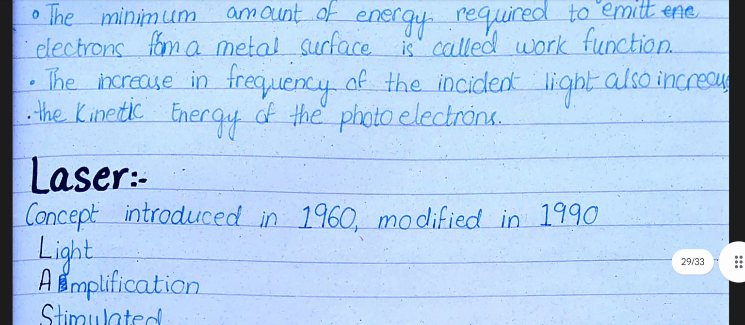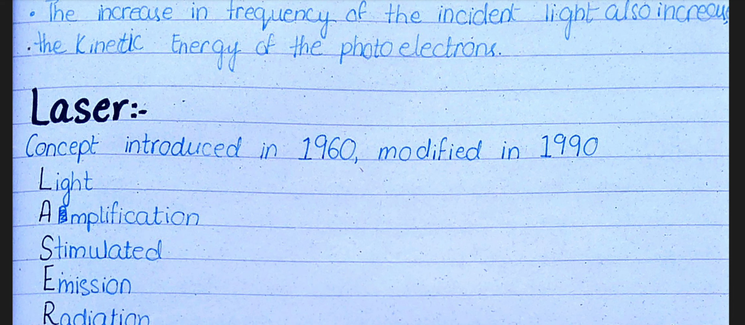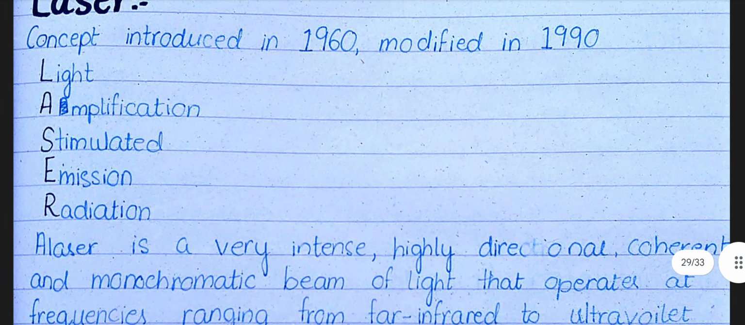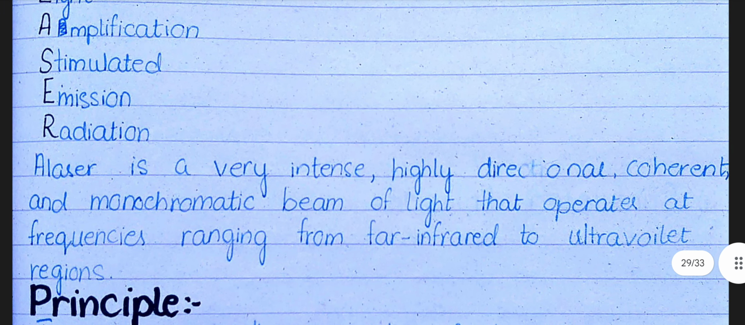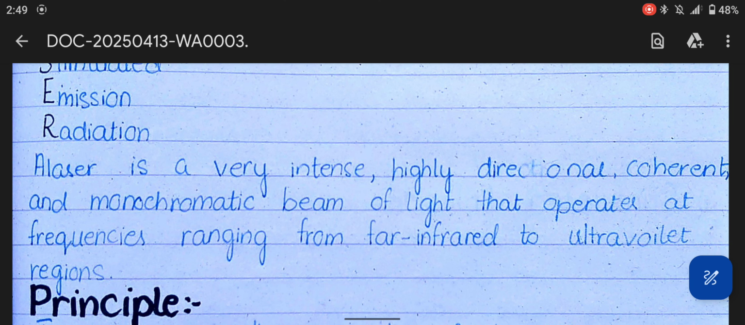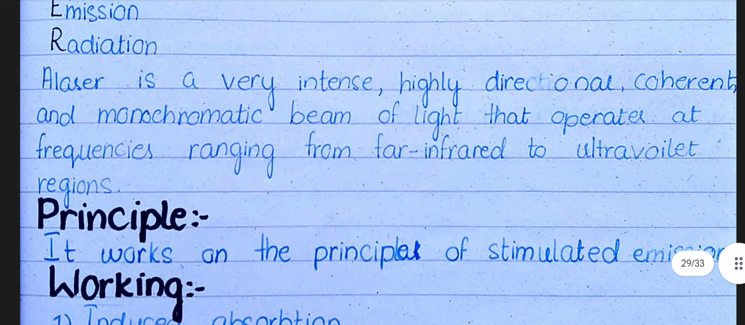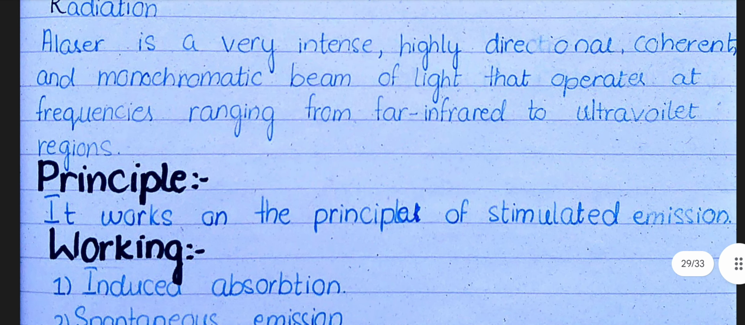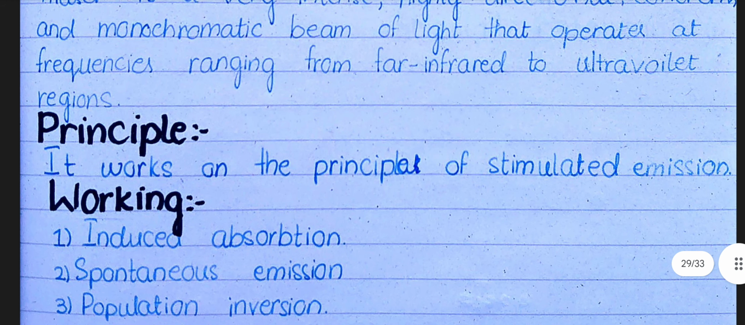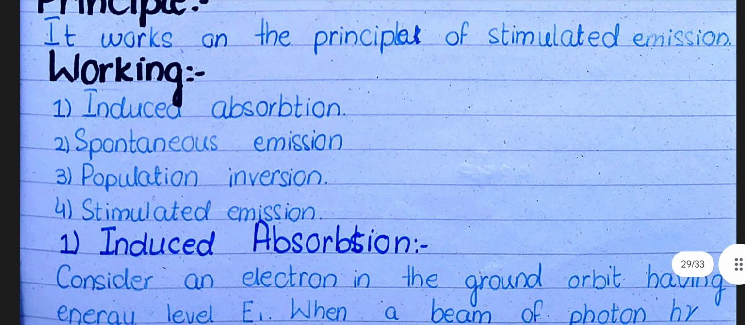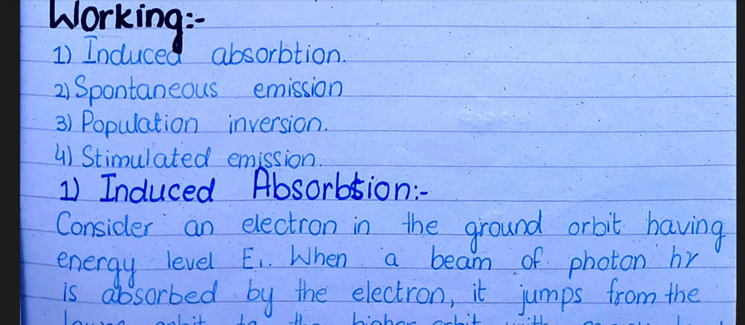Laser concept introduced in 1960, modified in 1990. Light amplification by stimulated emission of radiation. A laser is a very intense, highly directional, coherent, and monochromatic beam of light that operates at frequencies ranging from far infrared to ultraviolet regions. Principle: it works on the principle of stimulated emission. Working: induced absorption, spontaneous emission, population inversion, stimulated emission.